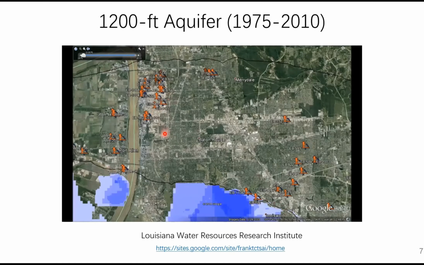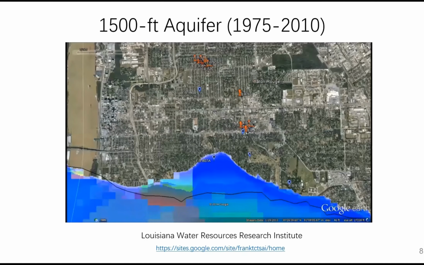Those red faucets represent pumping wells, and the colored area represents the 1,200-foot aquifer with a chloride concentration greater than 250 milligrams per liter. The aquifer name is based on its depth, and the simulation time is from 1975 to 2010. You can see the salt water moving slowly toward the north.